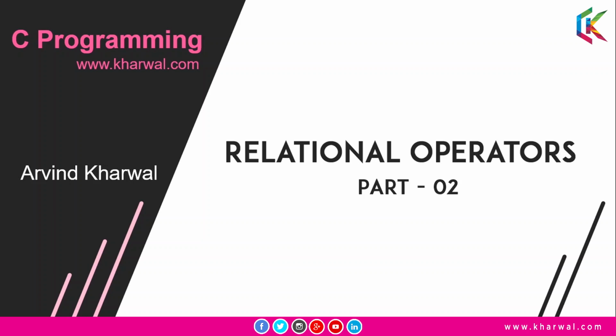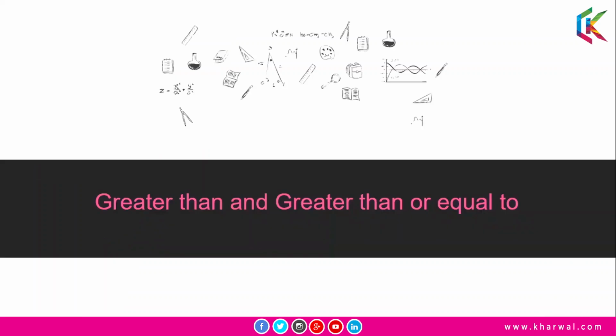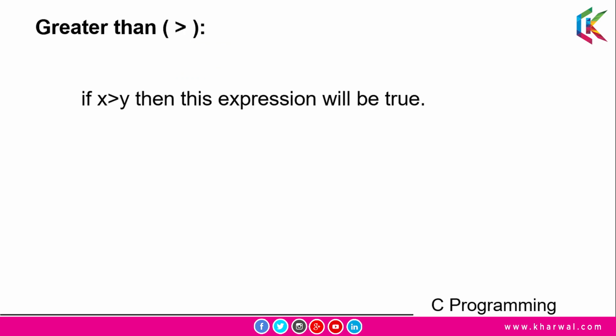This is part 2. Guys, in this lecture we are going to discuss the greater than and greater than or equal to relational operators. So guys, let's get started. If x is greater than y, then this expression will be true and it will return 1. Otherwise it will return 0.